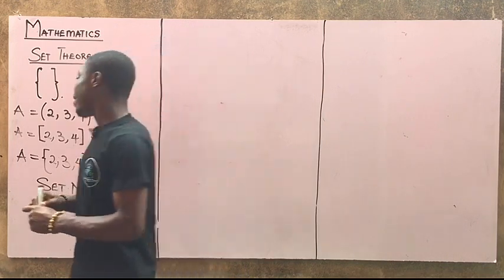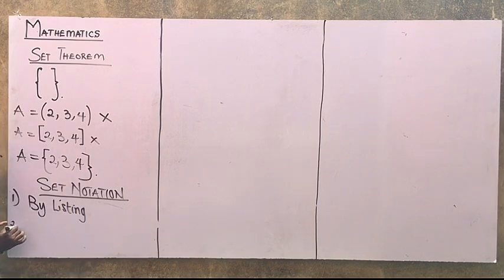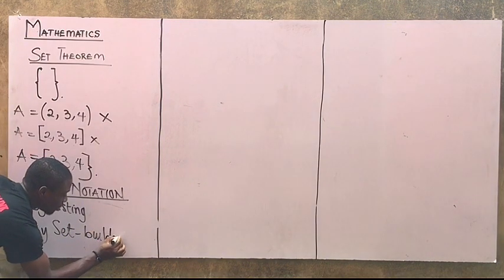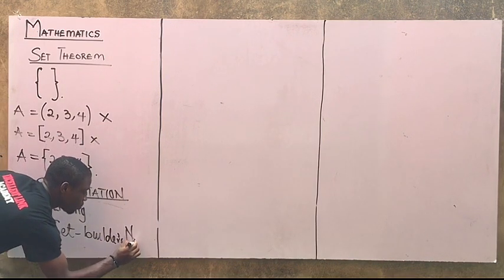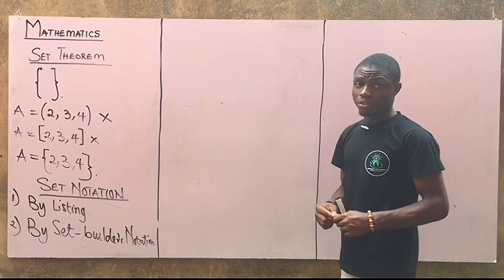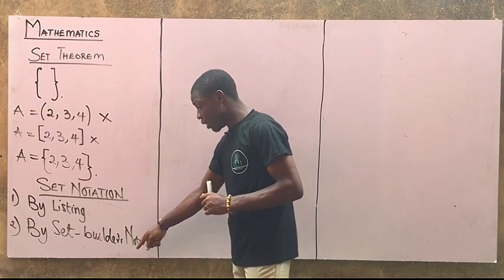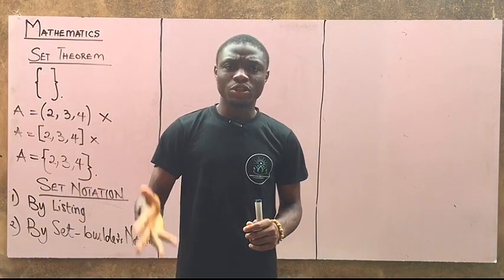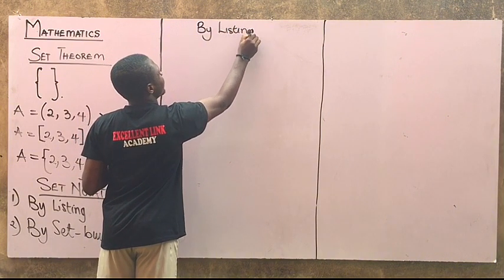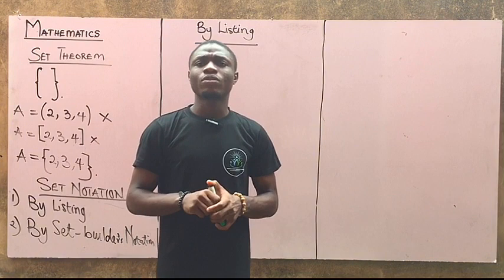And I'm saying that any given set can be represented in two forms. Number one is by listing, and the other is by set builder's notation, right? So those are the two forms of representing a set. Let's call them by listing and by set builder. When we say by listing, what do we mean? When we say by set builder, what do we mean? Let's start with the first one, by listing.